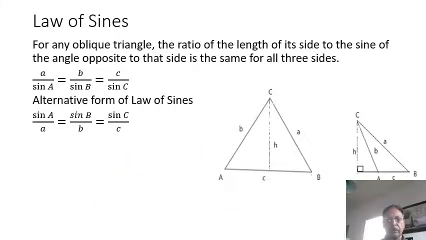Law of sines. For any oblique triangle, the ratio of the length of its side to the sine of the angle opposite to that side is the same for all three sides. So it's side a over sine A equal to side b over sine of angle B equal to c over sine of angle C. So they're all equal. Alternative formula of sines: sine of angle A over side a equal to sine of angle B over side b is equal to sine of angle C over c.